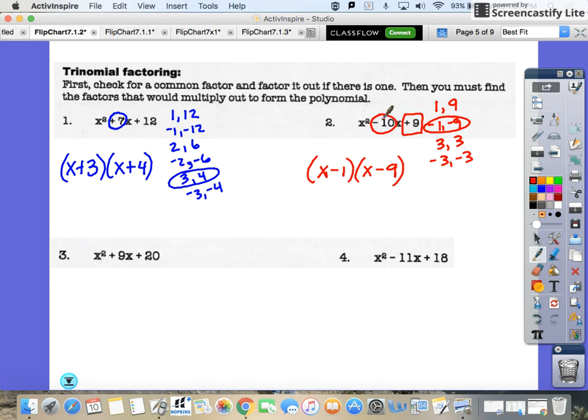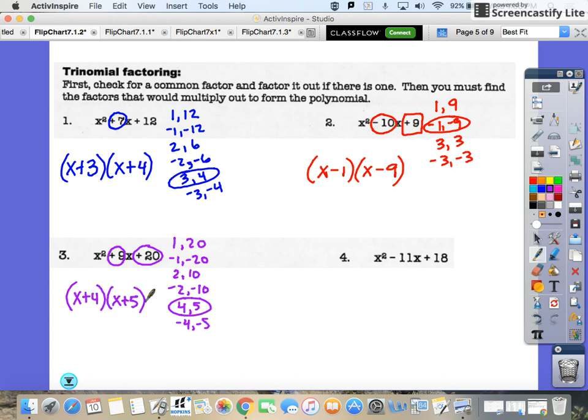Okay? So for the next one, the sign is +20. That means the signs need to match. So we'd have like 1 and 20, -1 and -20, 2 and 10, -2, -10, 4, 5, -4, -5. But they have to add to 9. So we're just interested in the positives. X plus 4, x plus 5. Now you don't have to write all these out. I just do it so you can follow kind of my train of thought.